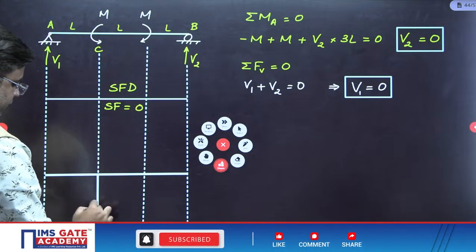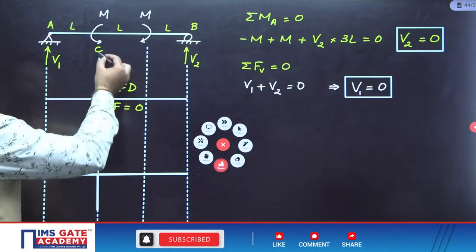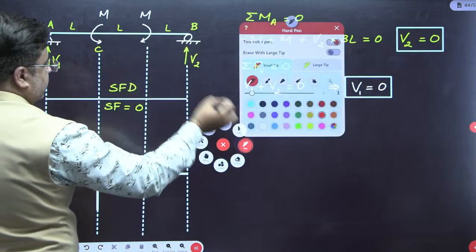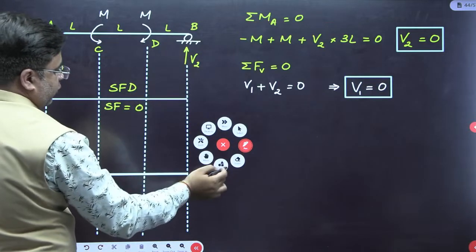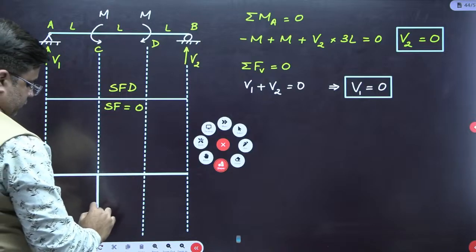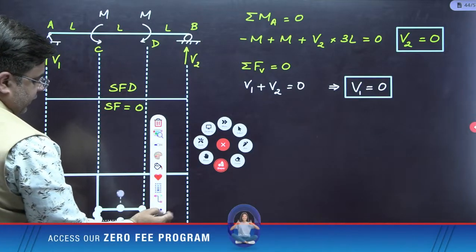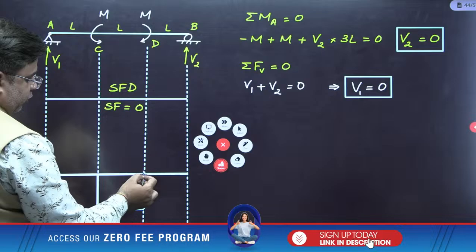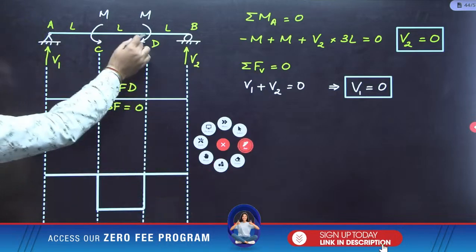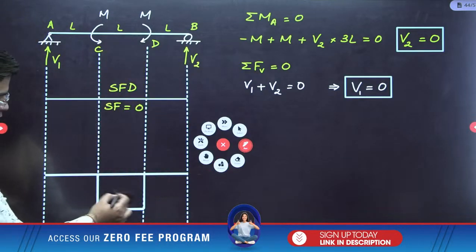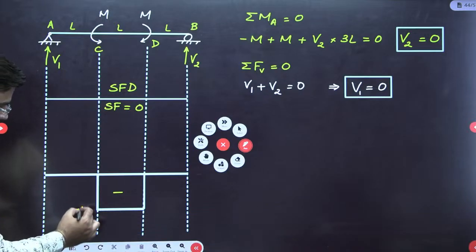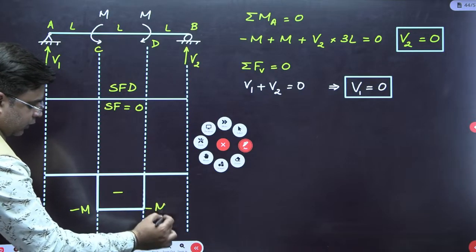You need to move here by the amount of M. Then again between C and this point D, there is no load acting, so bending moment is constant. And then again at this point D, you need to move up by the amount of M because of this sagging moment of M. So it is negative here, this is minus M here and minus M here. And then it will be 0.